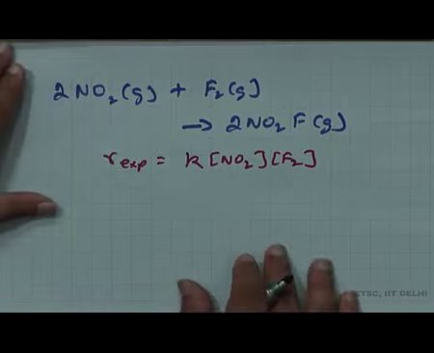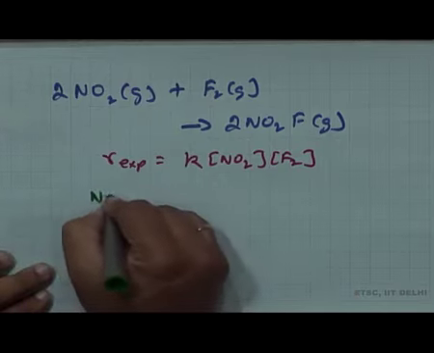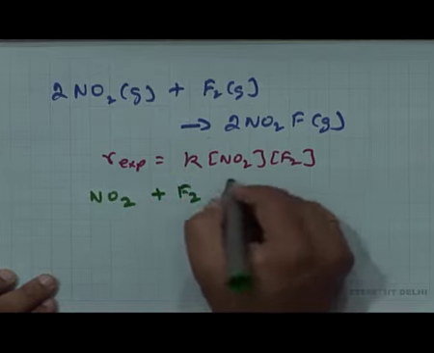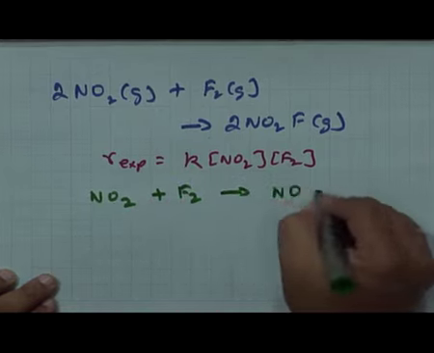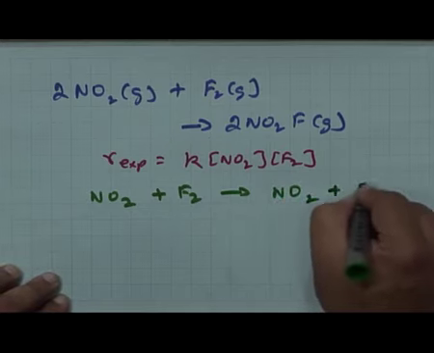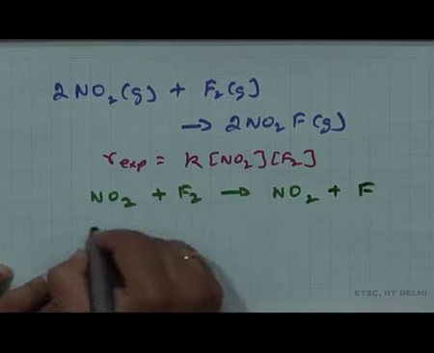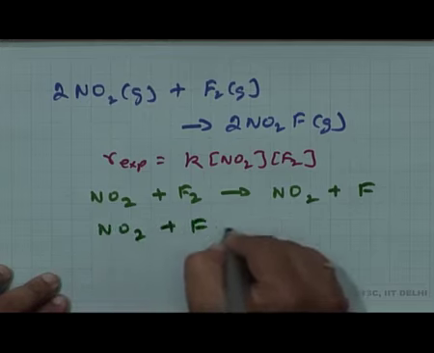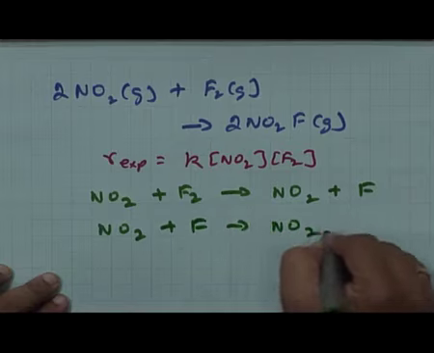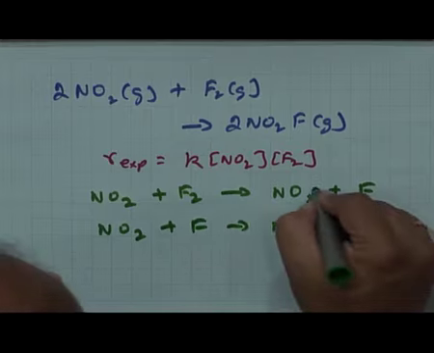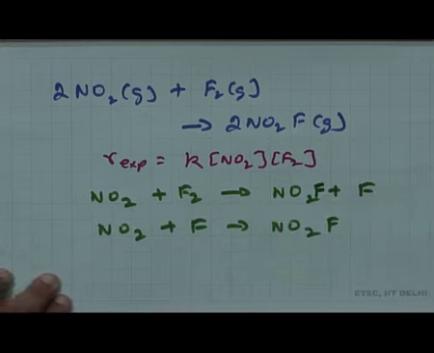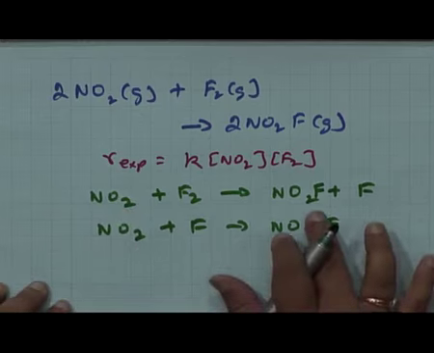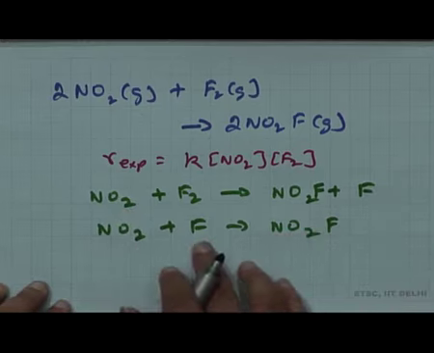So, the proposed mechanism goes like this: NO2 plus F2 gives me NO2 plus F, then NO2 plus F gives me NO2F. I should be writing another F out here. So, there are two steps to this reaction. The first step is NO2 plus F2 giving me NO2F plus F, then NO2 plus F giving me NO2F.